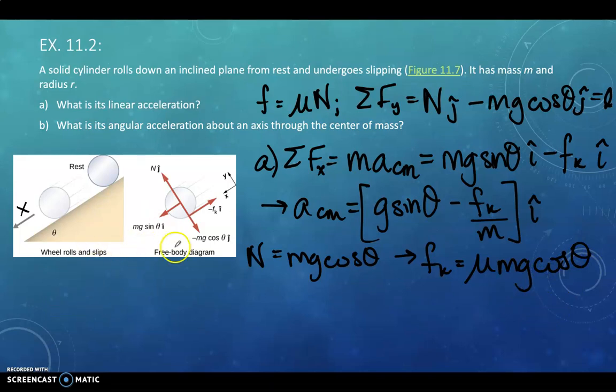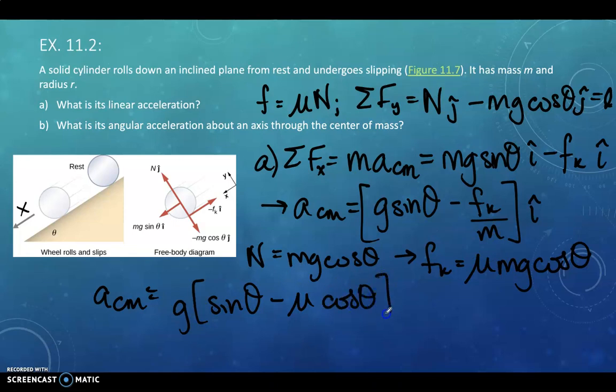So our acceleration is going to equal g times sine theta minus, plugging that in, mu sub k, the m's will cancel, times g cosine theta. And we put a k down here for kinetic friction, in the i hat direction. So this should be your full answer here.